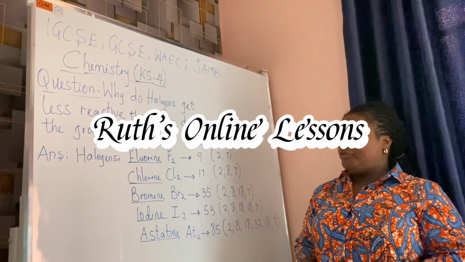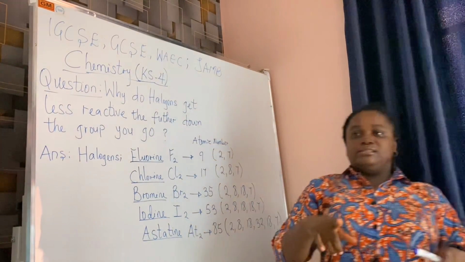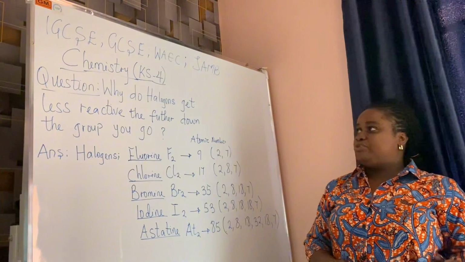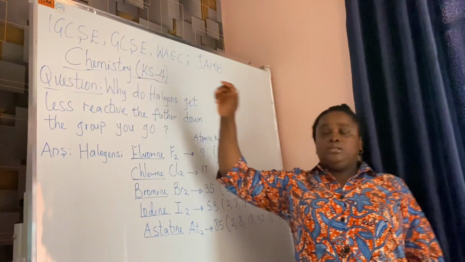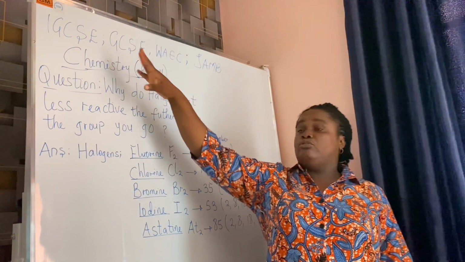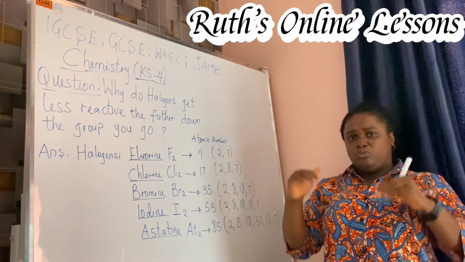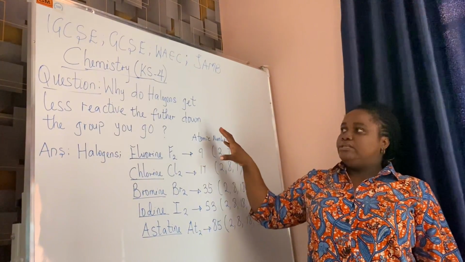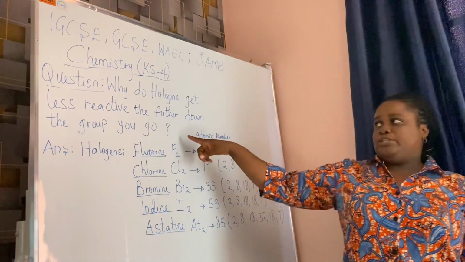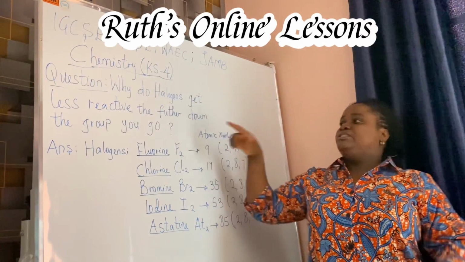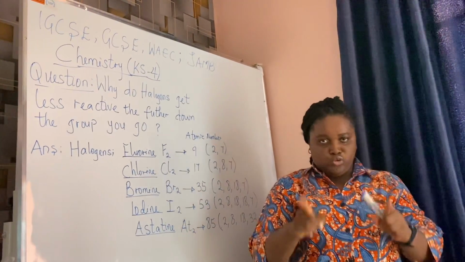Hello to my viewers. There's a question I want to answer this afternoon. It's a question from chemistry students who sit for IGCSE chemistry, GCSE chemistry, even WAEC and JAMB. They will be required to answer questions like this. And look at the question. Why do halogens get less reactive the further down the group you go?